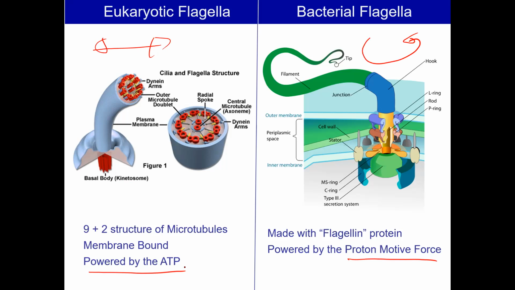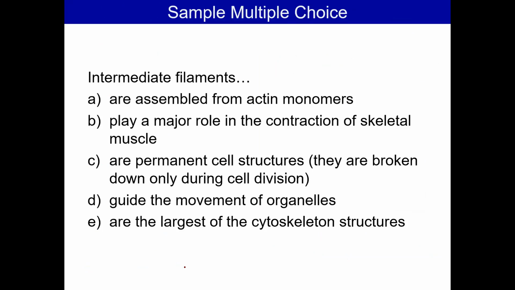So take a look at the notes, and I drew you some nice pictures, and hopefully they make some sense. Here's a sample multiple choice question. If you haven't been studying, you may not know the answer to this one, but let's take a quick look. Intermediate filaments are not actin. Actin is microfilaments. Play a major role in the contraction of skeletal muscle? No, that would be actin again.